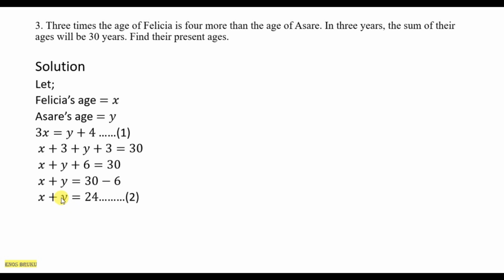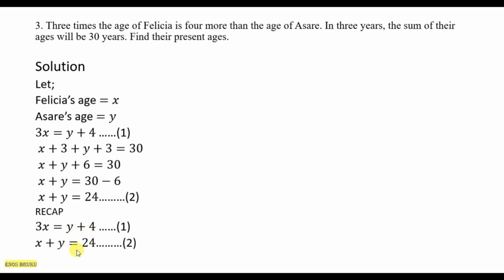So our second equation becomes x plus y is equal to 24. Okay, so now we have what? Two equations. So let's recap. The first equation is 3x equals y plus 4. Here we have the first equation.